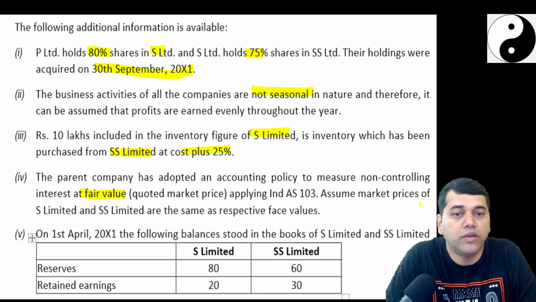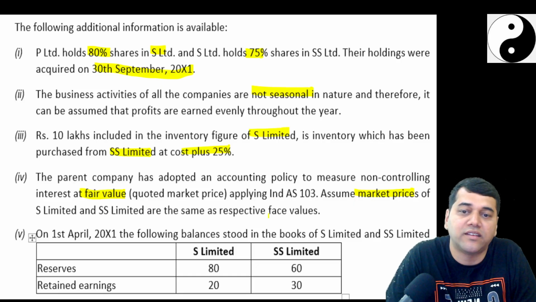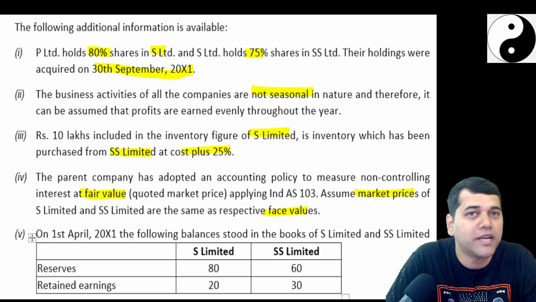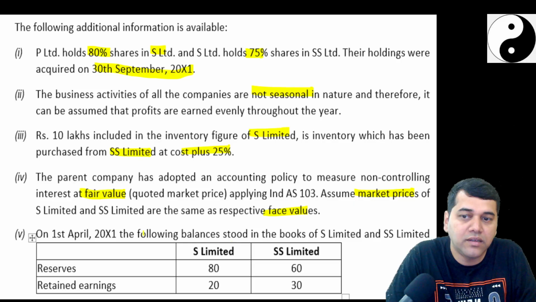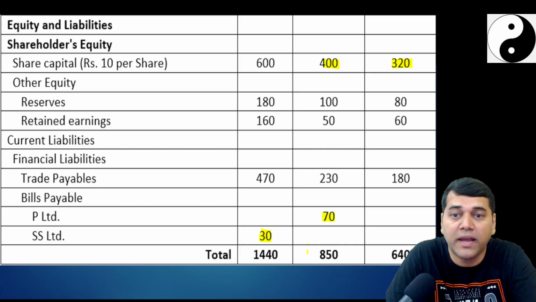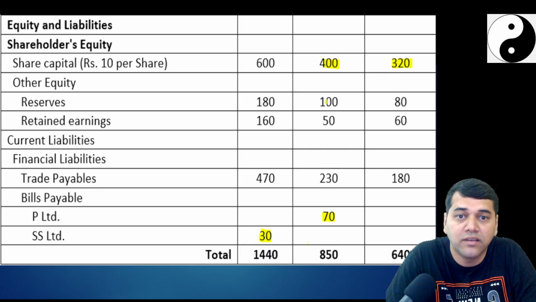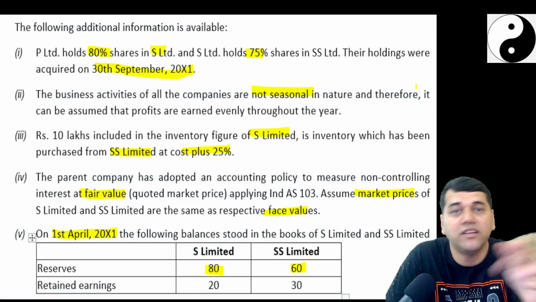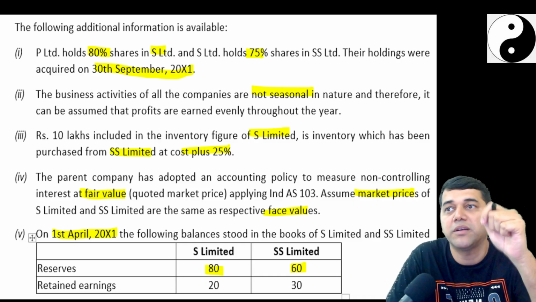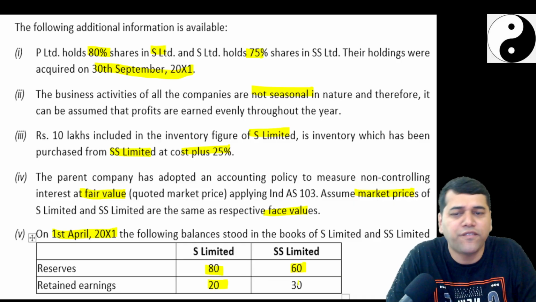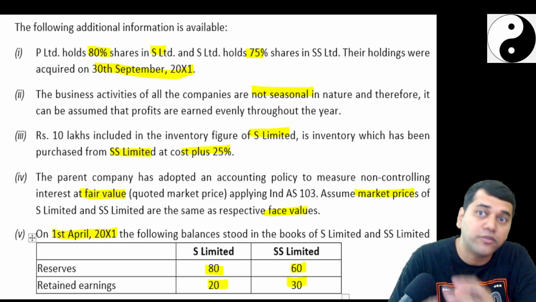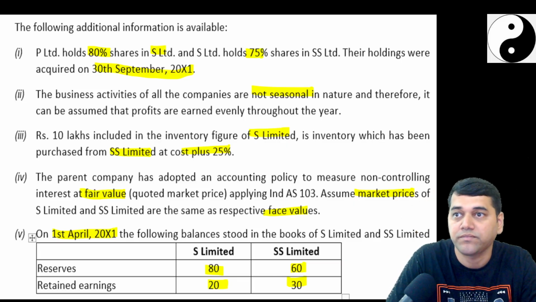Now, what is the fair value? Assume the market prices of S and SS are the same as their respective face values. Face value itself is the market value. On 1st April, at the beginning of the year, they said the balance was 80-60. Just go back and see how much your reserve balance is. 180. Oh, there is a change in the reserve. That's why I told you the format in the previous question, because the change in reserve is nothing but a profit. For retained earnings, you need not look at the opening balance. Definitely there will be a change, but first you should check whether the reserves were there at the beginning or whether they got changed.